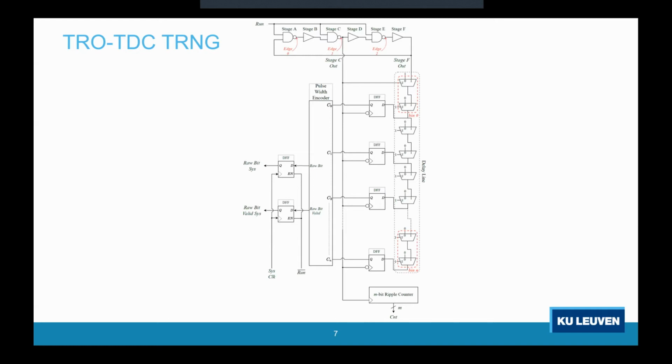Then we have a pulse width encoder, which is a combinatorial circuit that outputs a raw bit and a raw bit valid signal based on the values of the D flip-flops. The raw bit that is going to be output depends on the parity of the number of 0 values relative to the total number of D flip-flops in the TDC. The raw bit valid signal is going to be set only when the first and the last flip-flop in the TDC have value 1, and there is at least one D flip-flop with value 0.